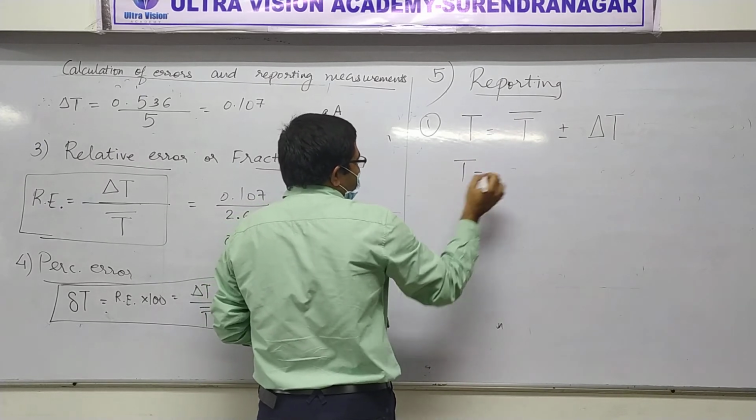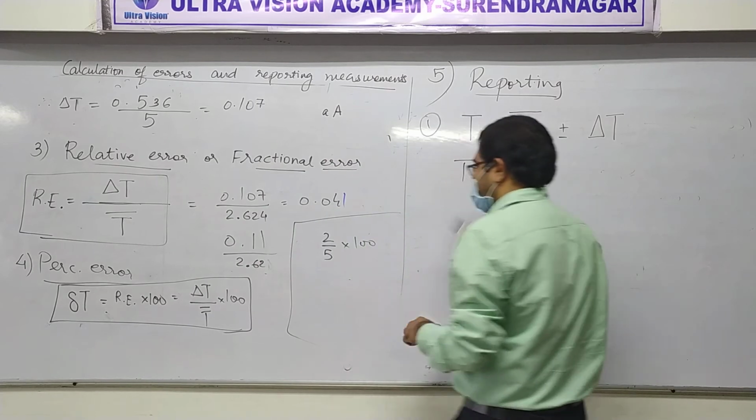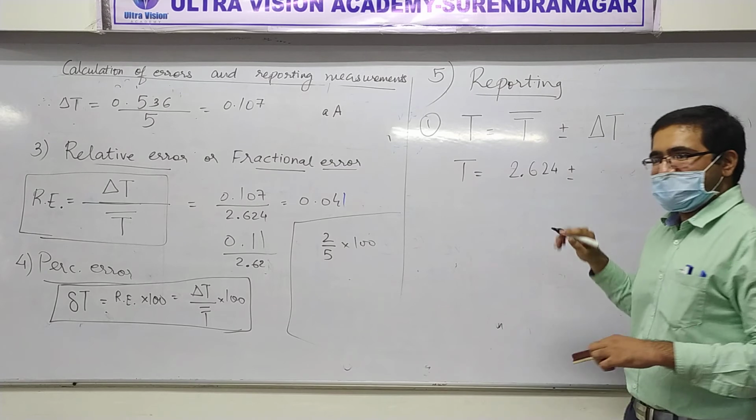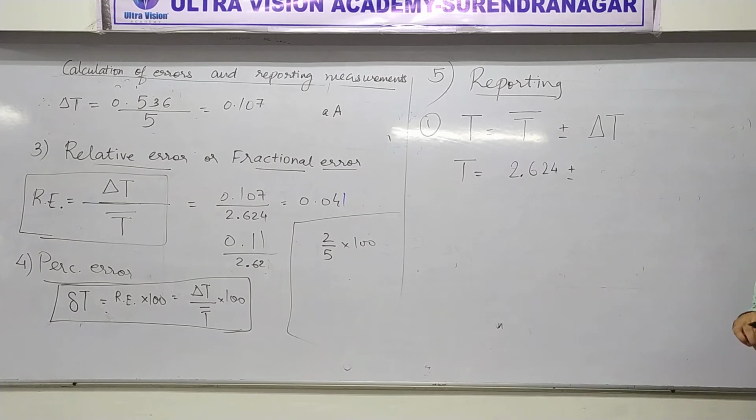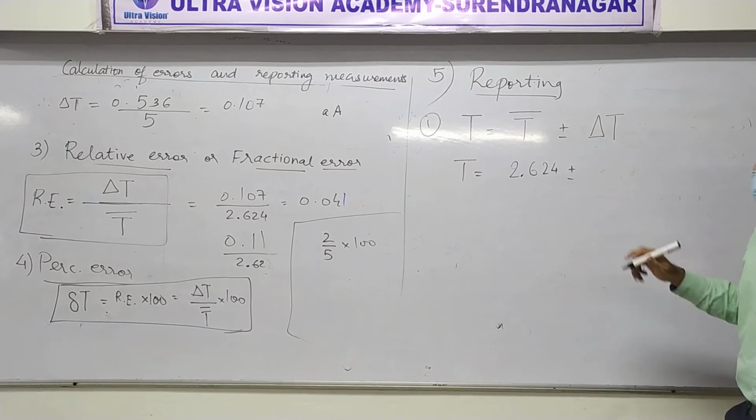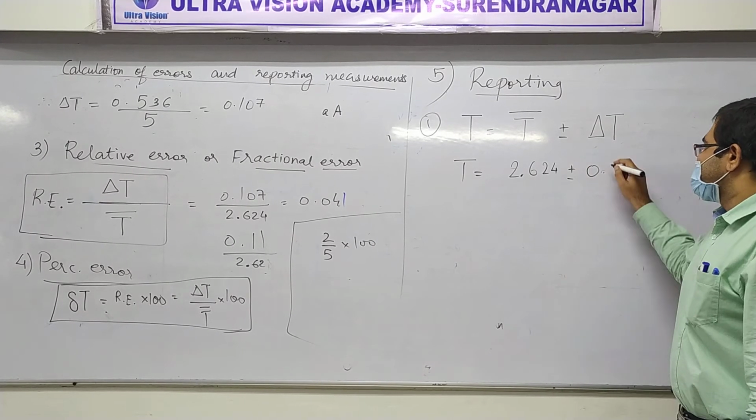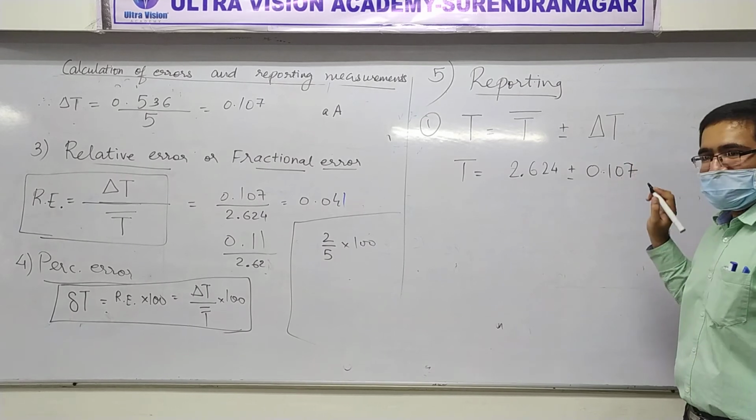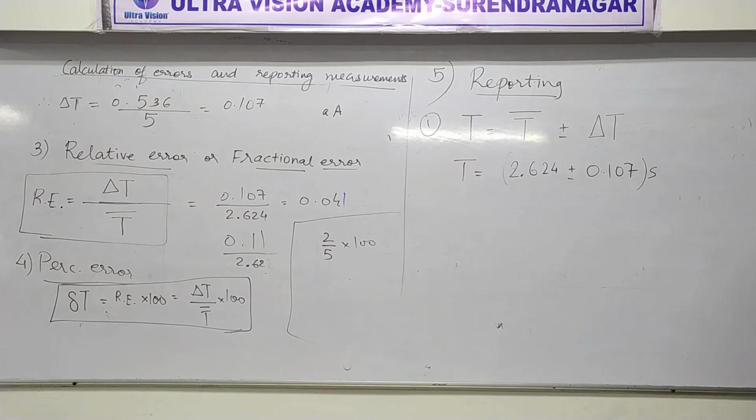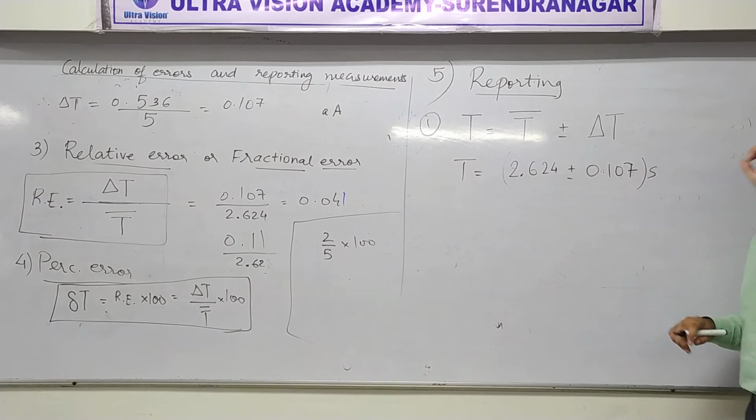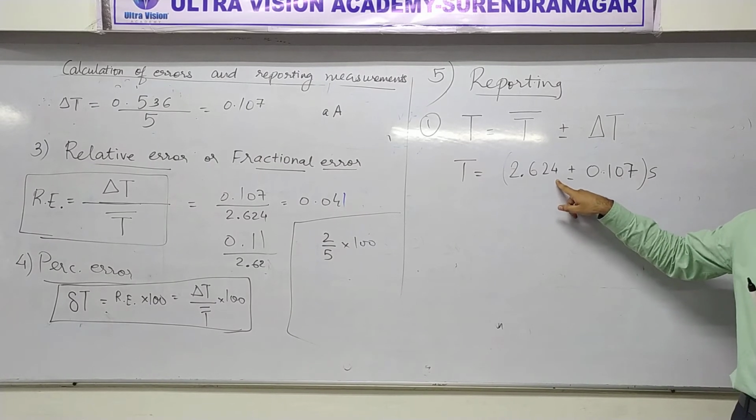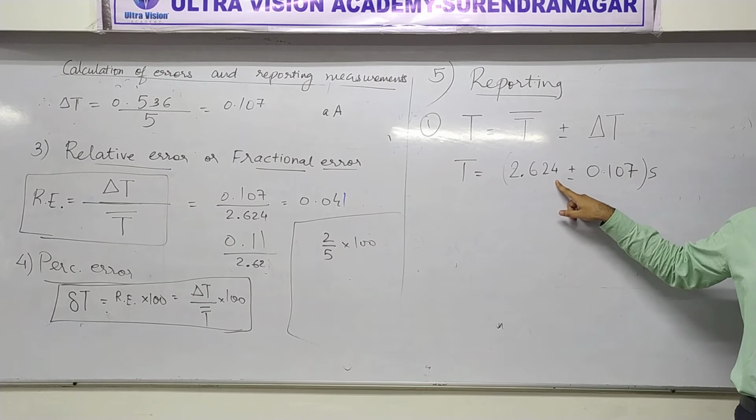So the final reporting will be done as T bar. What was T bar? 2.624 plus or minus. Okay? Yes. Then what is delta T? 0.107. Now on its face this looks correct, and there is nothing wrong with it actually, but you can improve it. Like I said while I was calculating, these are extra digits, yes or no? This 4 was not there.